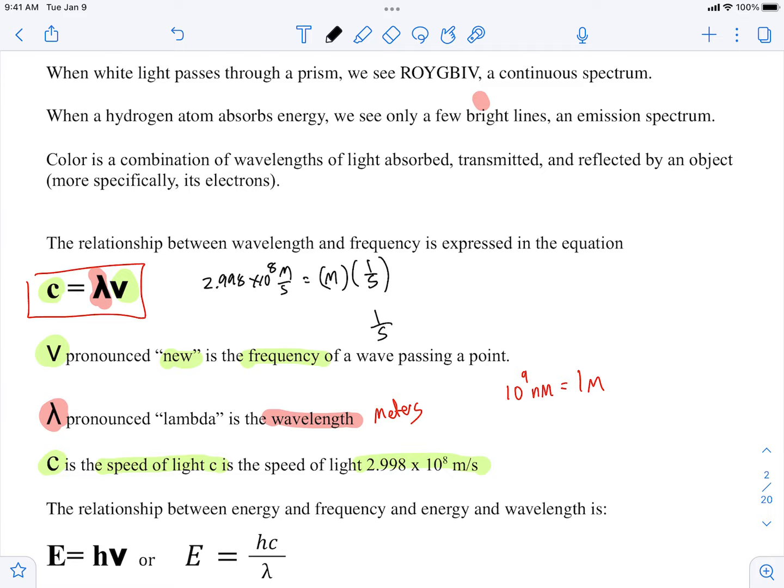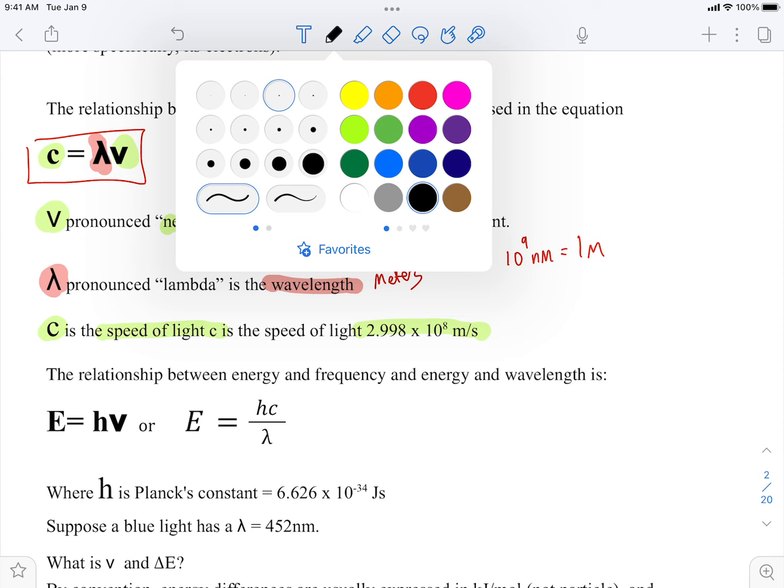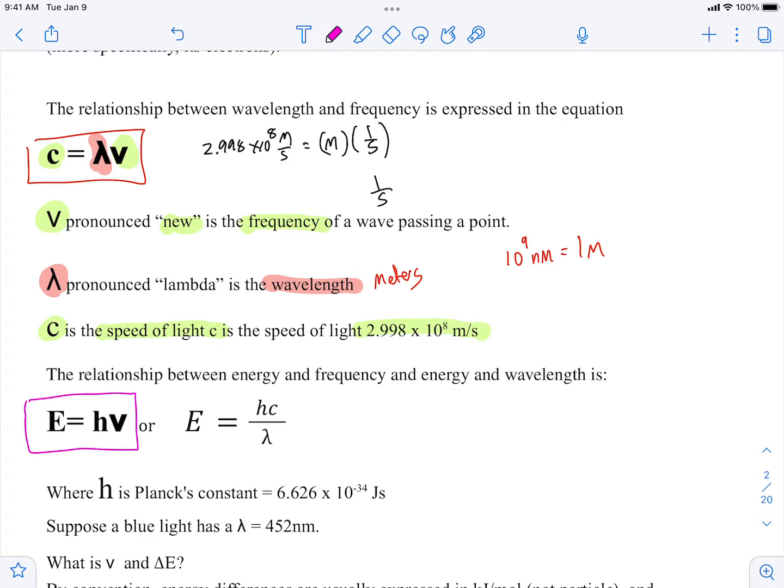Okay, so our second equation relates the frequency to the energy of the photon. And I should specifically point out this is the energy of a single photon, because energy can sometimes be quantified per mole of photons. And if it was per mole, then you'd invoke Avogadro's number. So this is the energy of a singular photon.